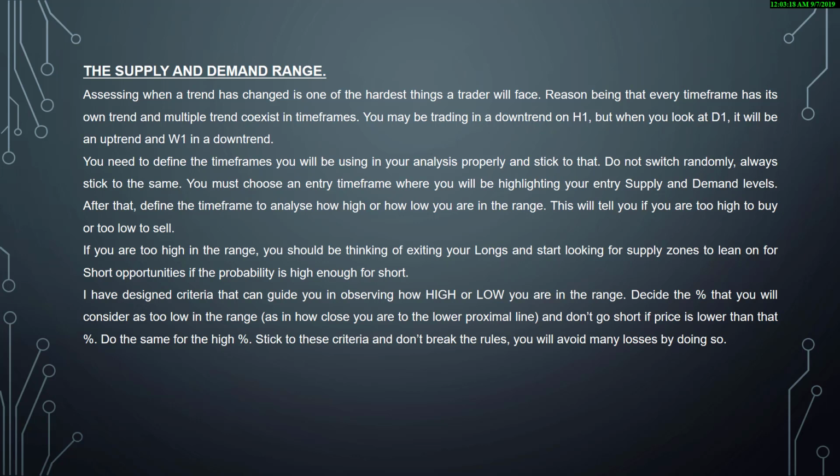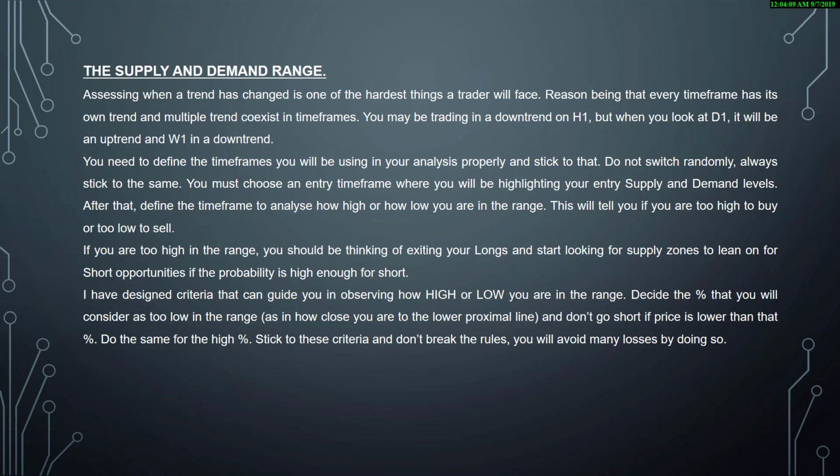You must choose an entry time frame where you will be highlighting your entry supply and demand levels. After that, define the time frame to analyze how high or how low you are in that range. This will tell you if you are too high to buy or you are too low to sell, right? If you are too high in the range, you should be thinking of exiting any long positions that you are holding and start looking for supply zones to lean on for short opportunities if the probability is high enough for short. I have designed a criteria that can guide you in observing how high or low you are in the range.